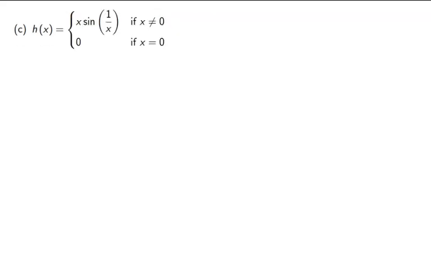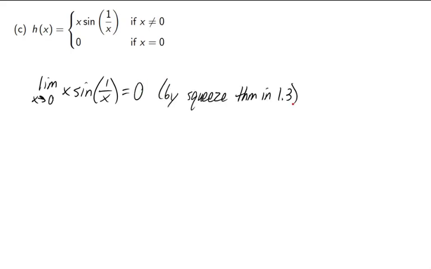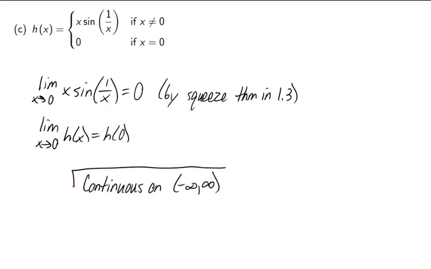Next example. Now this one is pretty similar to what we just did a minute ago. Let me go ahead and look at the limit as x approaches 0 of x sine of 1 over x. Now if you recall, we actually used the squeeze theorem to calculate this, and we got 0. With that said, the limit as x approaches 0 of h of x, sure enough, is equal to h of 0, the function value. With that said, it's continuous on the whole real number line, because this time 0 did not break it.